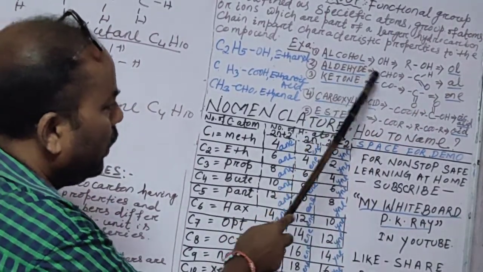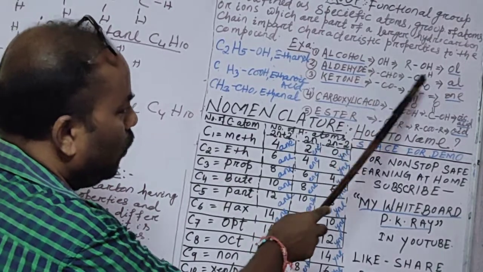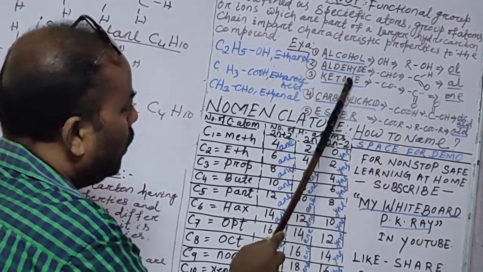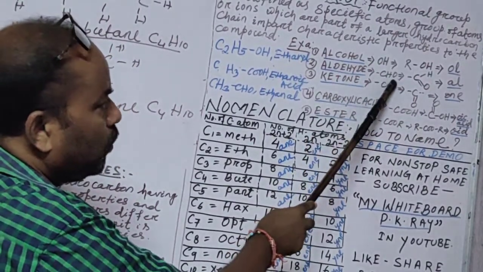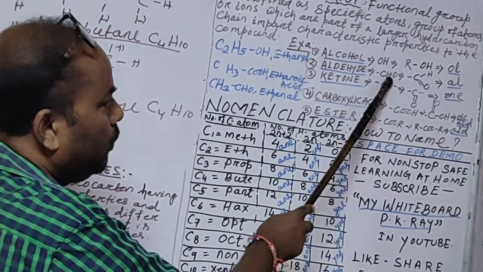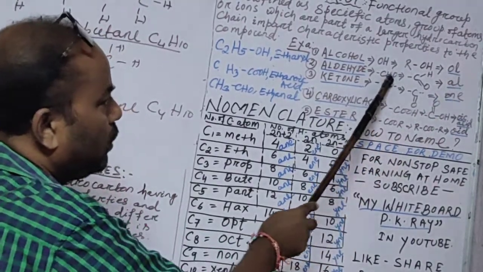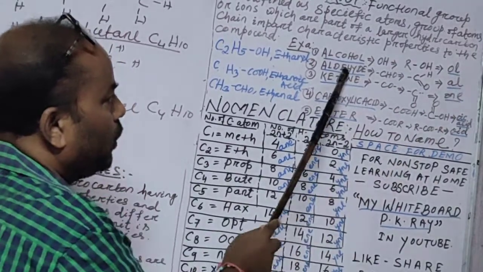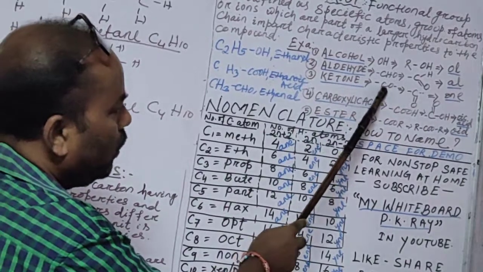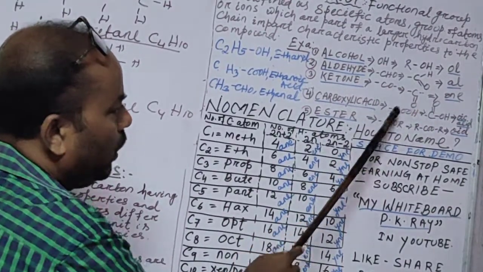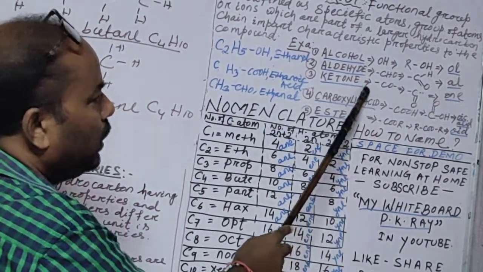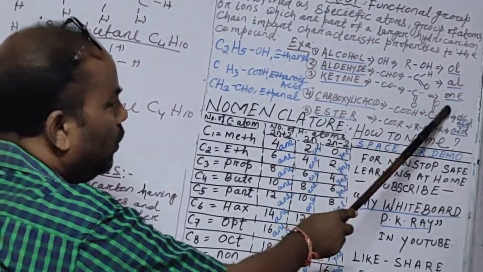Then aldehyde. The aldehyde functional group is CHO. We can write CHO in this structure also. If it is an aldehyde and the CHO group is used, from methane it is called methanal, from ethane it is called ethanal, from propane it is called propanal. AL is added for the CHO functional group. Then ketone, CO, which can be written in this formula. This ends in ONE: methane, methanone, ethane, ethanone, propane, propanone, like that.